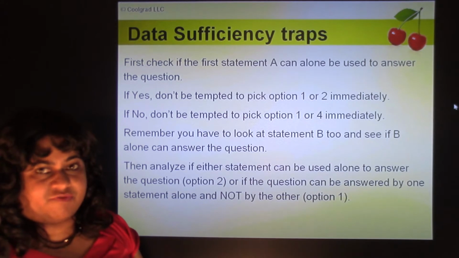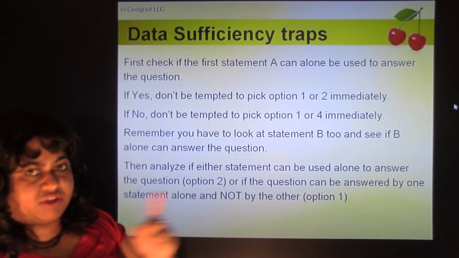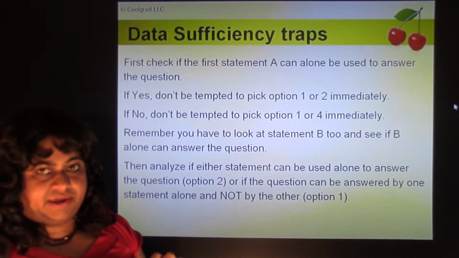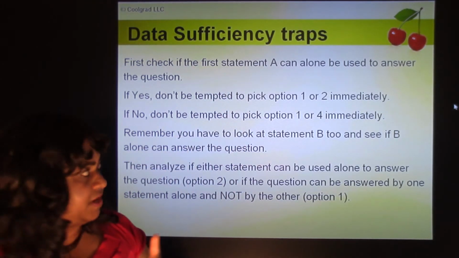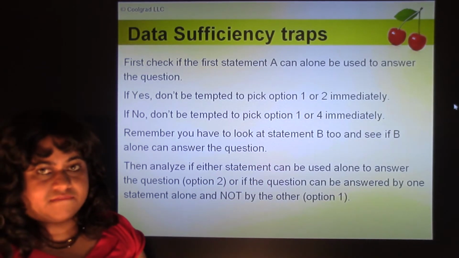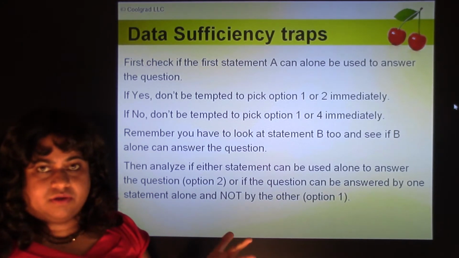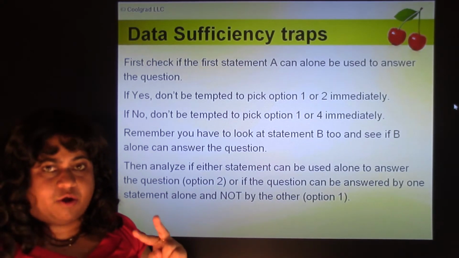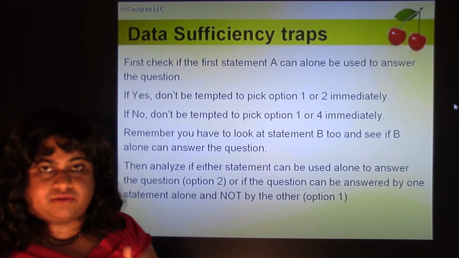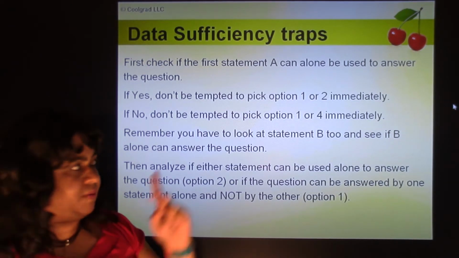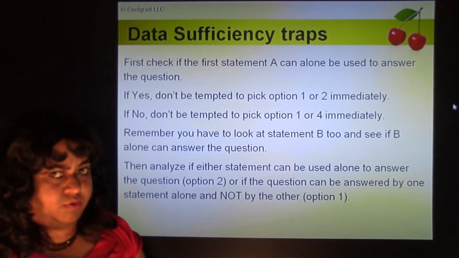So some common traps that people fall into. Look at the first statement A. So there are 2 statements A and B. Read the first statement A. And if you can answer the question using A alone, don't be tempted to pick option 1 or 2 immediately. So either you can answer it using A and not B, or you can answer it using A alone and B alone. So answer options will be 1 or 2. You don't need both the statements to answer the question. And using both the statements, you cannot answer the question, that's also not true. So the answer will be 1 or 2. But don't be tempted to pick option 1 immediately. It could be 1 or 2.